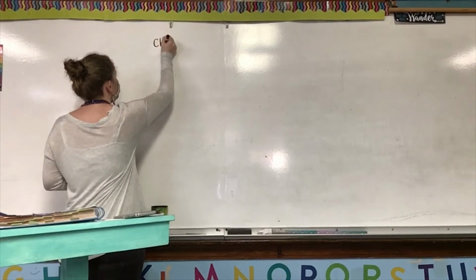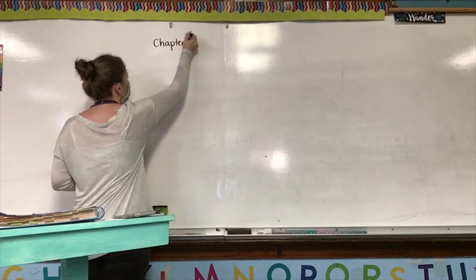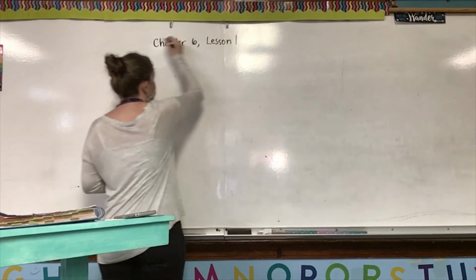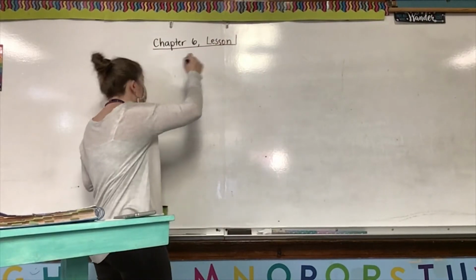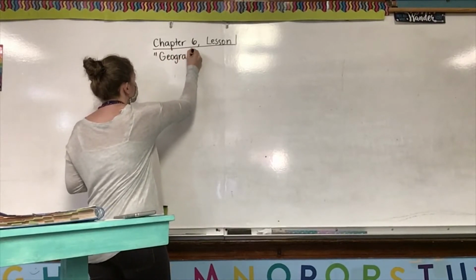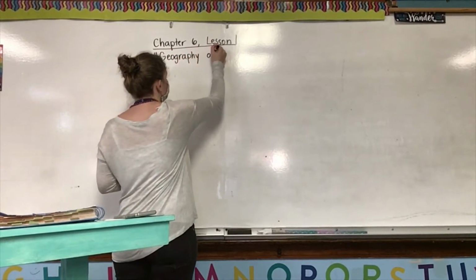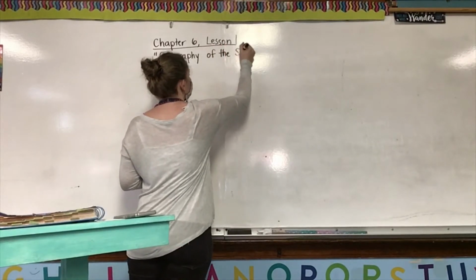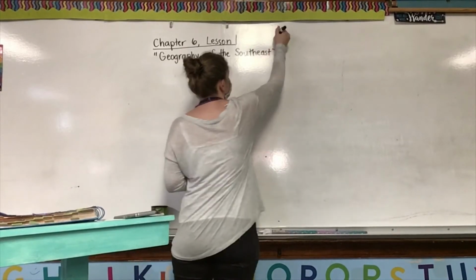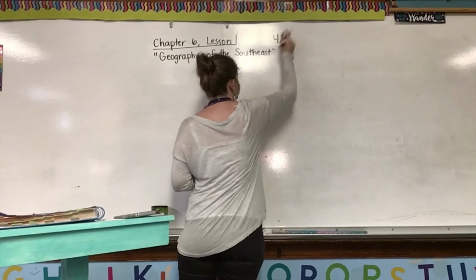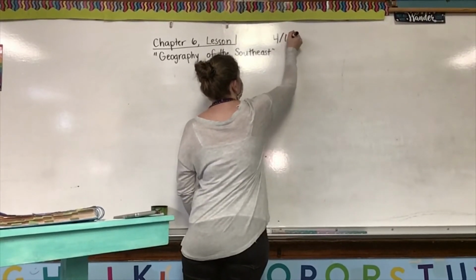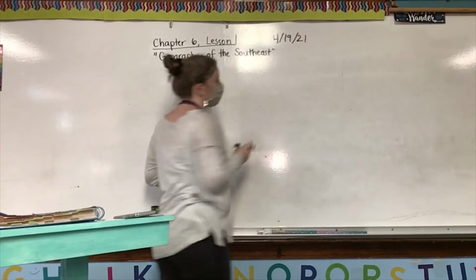You're going to title your notes Chapter 6, Lesson 1, which is called Geography of the Southeast, and then you should have today's date, April 19th, 2021.